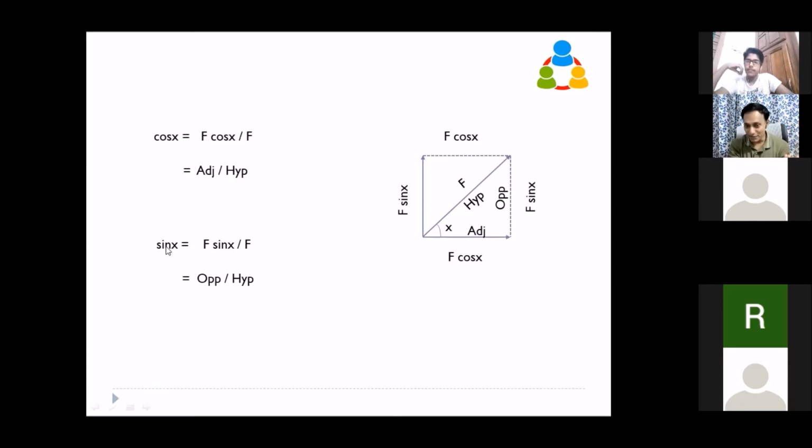The actual meaning of sin x is the vertical component of any force. Cosine is the horizontal component where the angle is made. But you can calculate the value like this from this picturization.